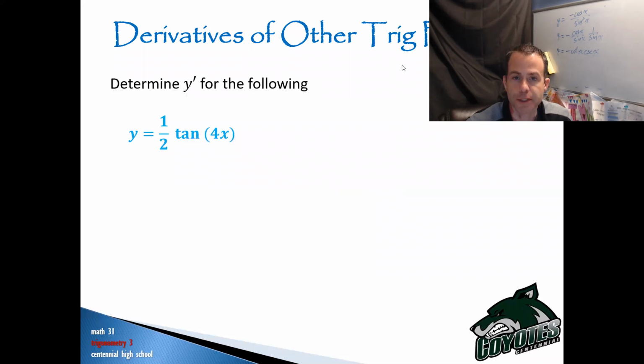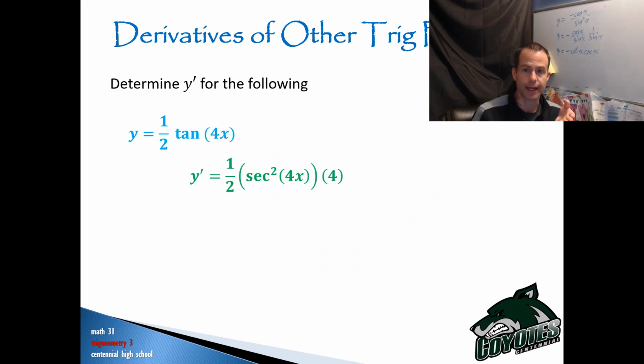So here's our first one, determine the derivative. I've got 1/2 tan of 4x. I go to my formula sheet, and I know that the derivative of tan is secant squared. So the derivative of tan of 4x will be secant squared of 4x. Then I have to take the derivative of the inside function. So I end up with 1/2 secant squared of 4x, and then the derivative of 4x is just 4. That's why there's a 4 on the back there. Then I'll clean it up slightly. I can do the 4 times 1/2, and that leaves me with 2 secant squared of 4x.